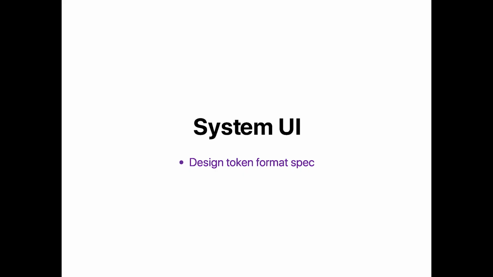The first one is System UI, which is a design token format spec. And if you want to talk more about design systems or tokens or Theme UI and System UI, Jackson is standing in the back. If anybody wants to turn around and see his hand up. Talk to him.